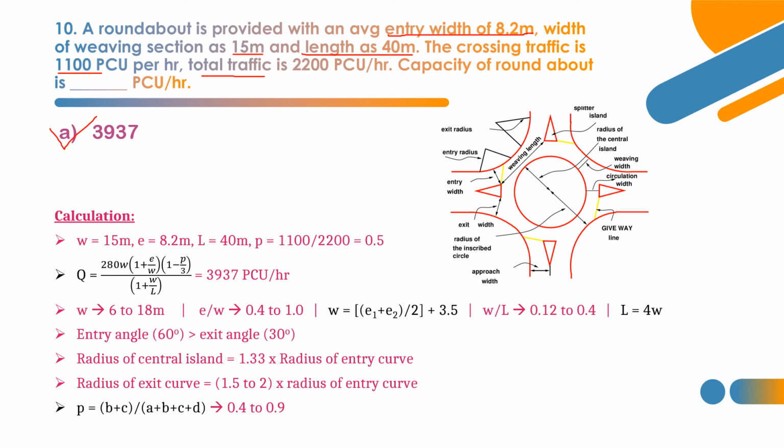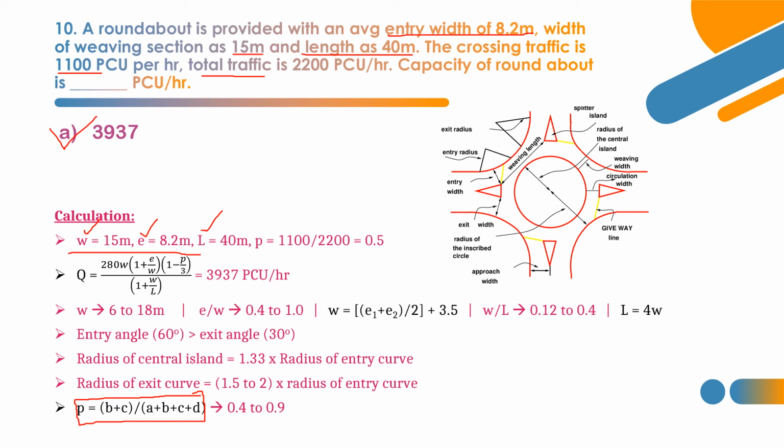So small w value is given as 15, that is nothing but the width of the weaving section, and E is nothing but 8.2, that is the entry width. So W and E are given, the length of the weaving section as 40 meter, and P is nothing but the weaving ratio. Weaving ratio is given by this formula: B plus C is the weaving traffic divided by A plus B plus C plus D, which is the total traffic. They have given weaving traffic or crossing traffic as 1100, total traffic as 2200. So 1100 by 2200 gives 0.5, that is the weaving ratio, denoted by small p.